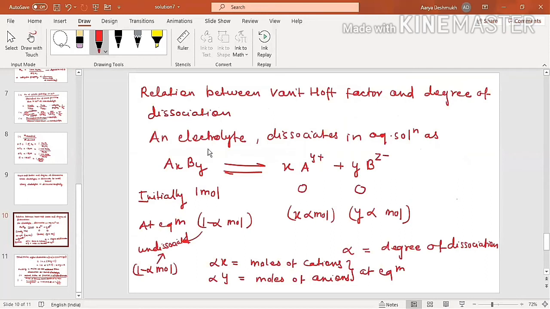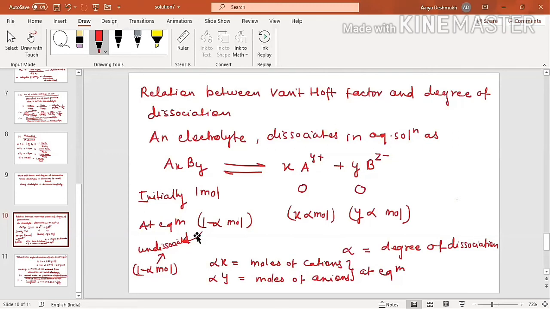Now consider an equation showing AxBy reversibly dissociating into x moles of A and y moles of B, where y plus and z minus are the charges on the A and B components. Suppose we initially take 1 mole of this. Before dissociation, the values for A and B are 0, 0.